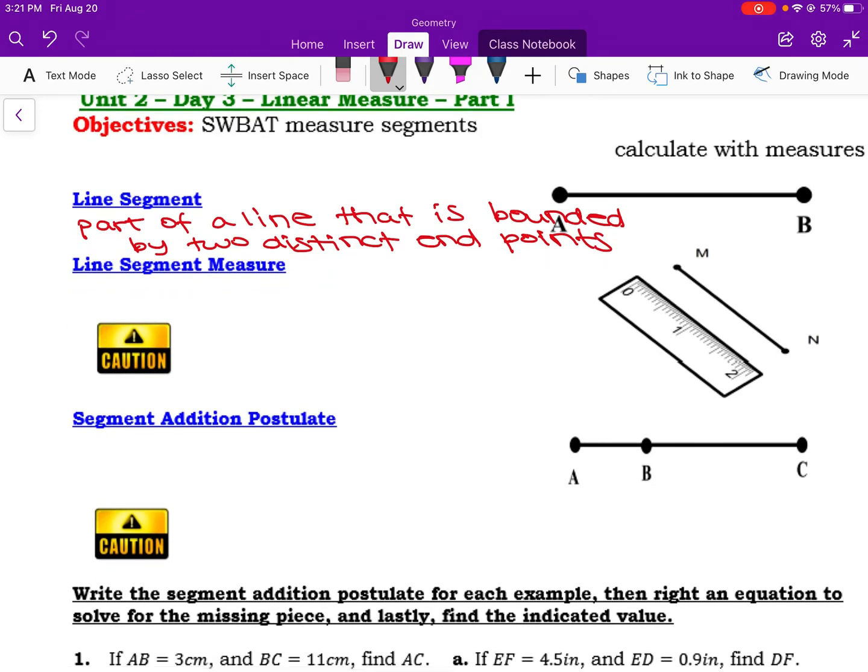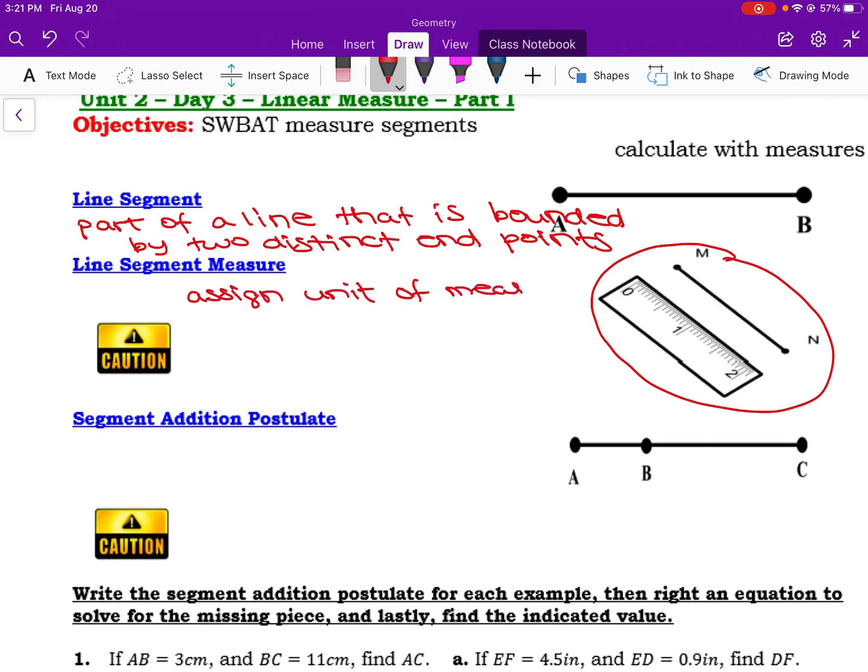Line segment measure is when we actually assign a unit of measurement to a line segment. So if I were to look at this scenario here, maybe I take a ruler to line segment MN and I want to measure its true length. This is where you're giving a true unit of measurement. So we assign a unit of measurement to a line segment.